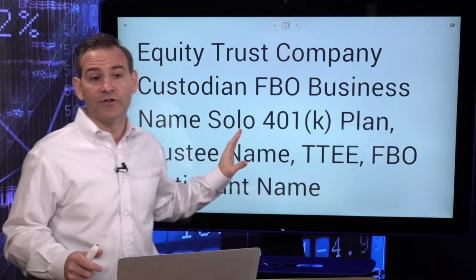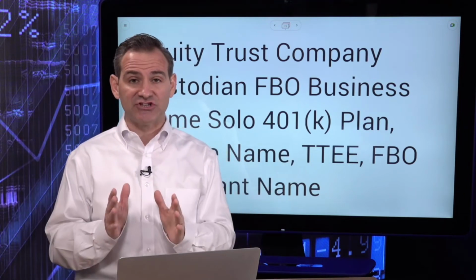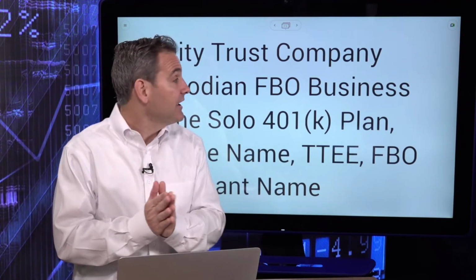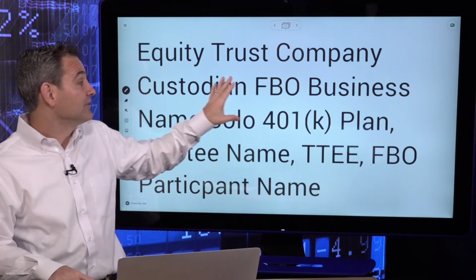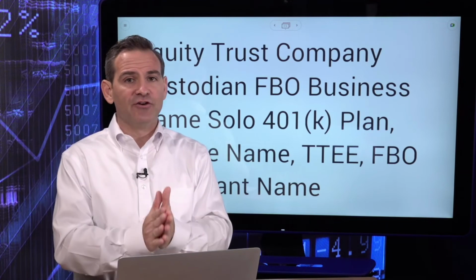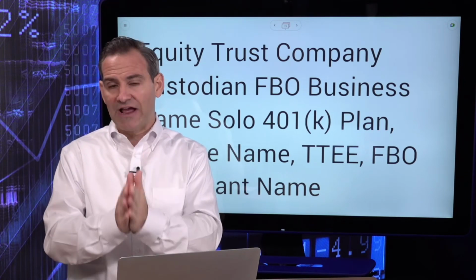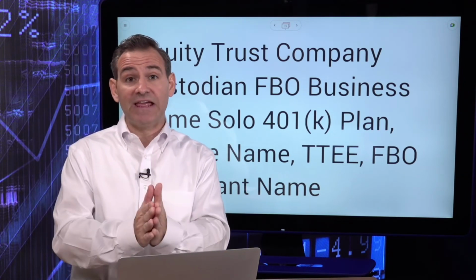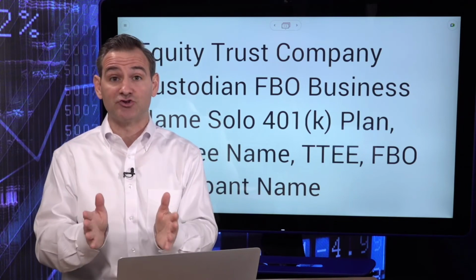Now, really, really important that this titling is executed exactly. If you leave for benefit out, if you leave custodian out, if you try to abbreviate, that will inevitably create issues in processing. Therefore, it could be delays and potentially you could miss out on a transaction.